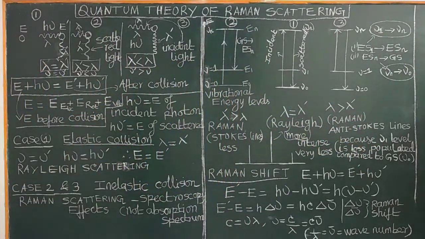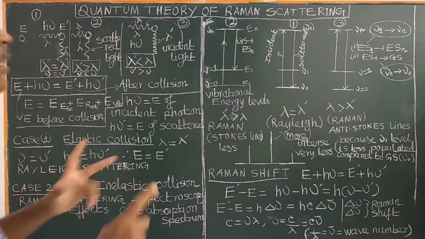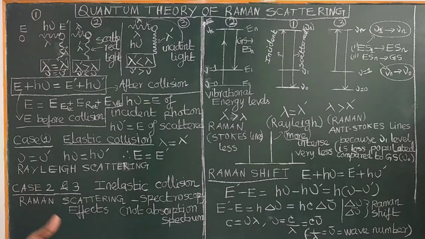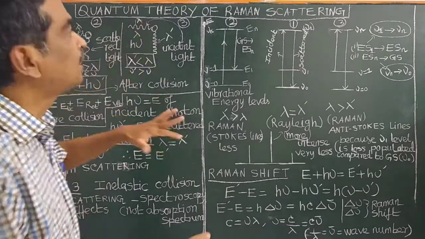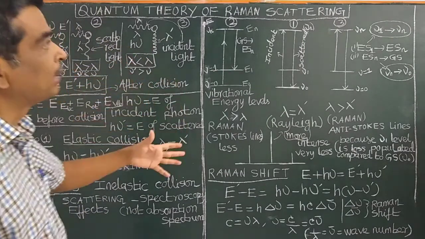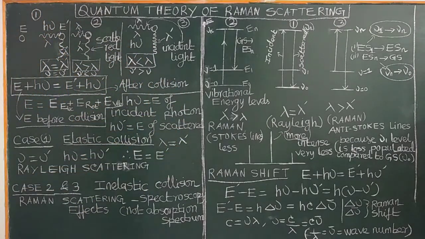There are two theories to explain Raman scattering: one is quantum mechanics theory, and the other is classical mechanics theory. Okay, now let us see.